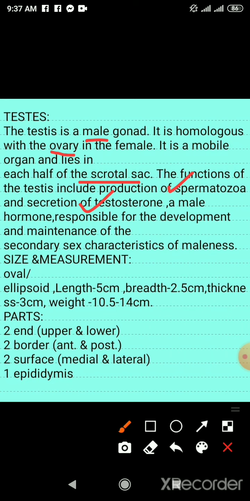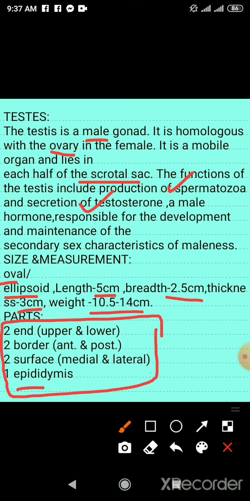Now come to the size and measurement. It is almost oval or ellipsoid in shape. The length is 5 cm, breadth 2.5 cm, thickness 3 cm, and weight is 10.5 to 14 cm. What are the parts? It has two ends, upper end and lower end, two borders, anterior and posterior border, and two surfaces, medial surface and lateral surface, and one epididymis.